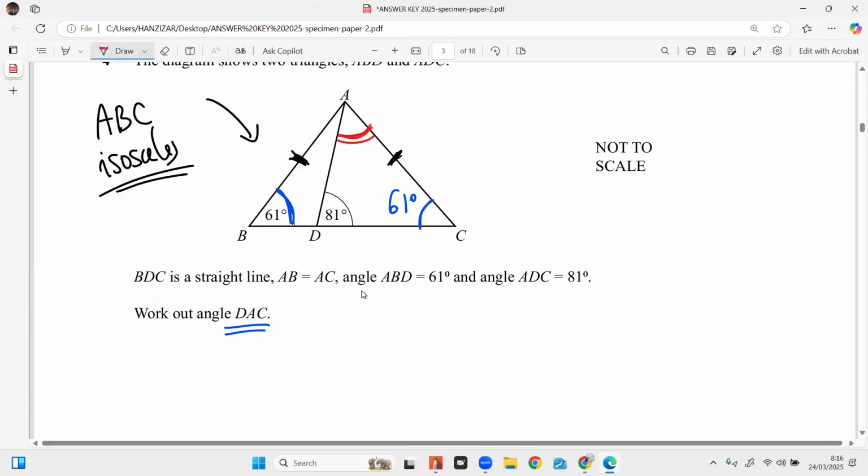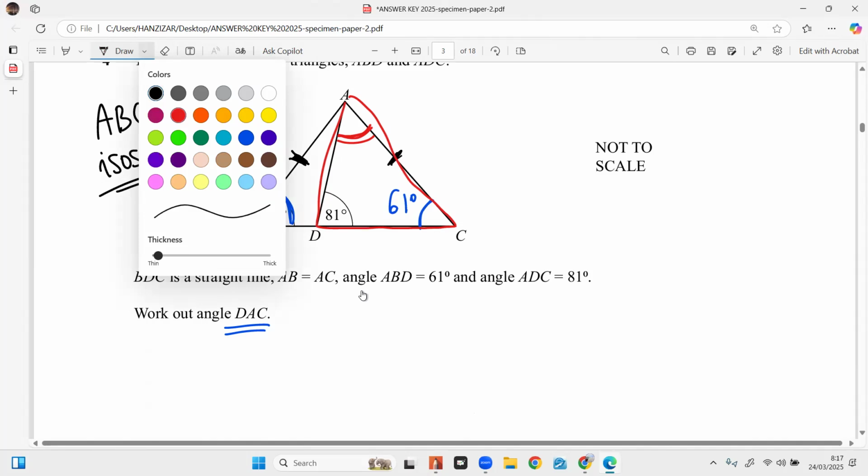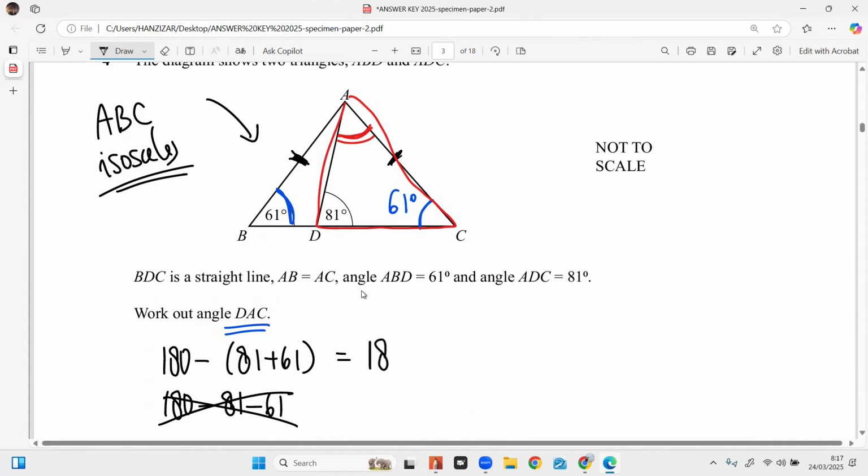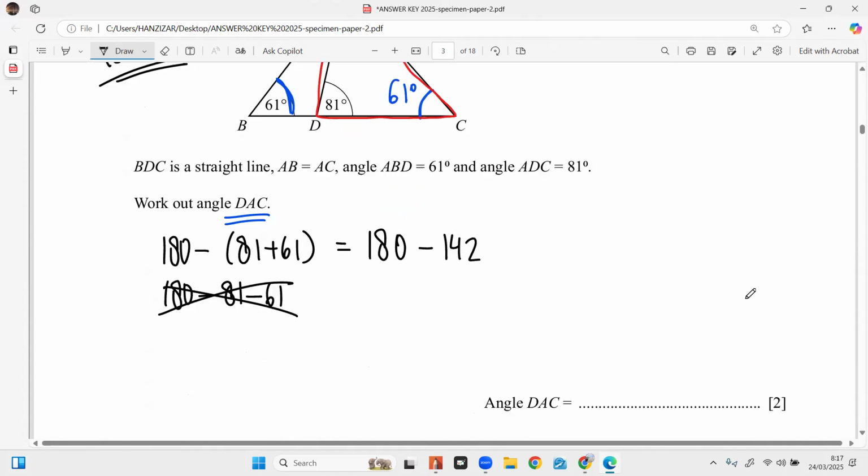According to the triangle rule, we focus on triangle ADC. The sum of all the angles is 180 degrees. So to work out the angle DAC, it is as simple as 180 subtract 81 plus 61, putting in the bracket. You can subtract twice as well, but I don't recommend it. You'd better add than subtract twice. Subtract 142 and we get 38.